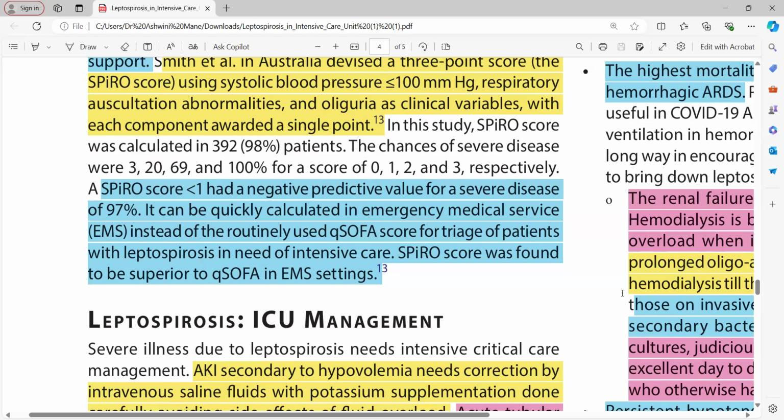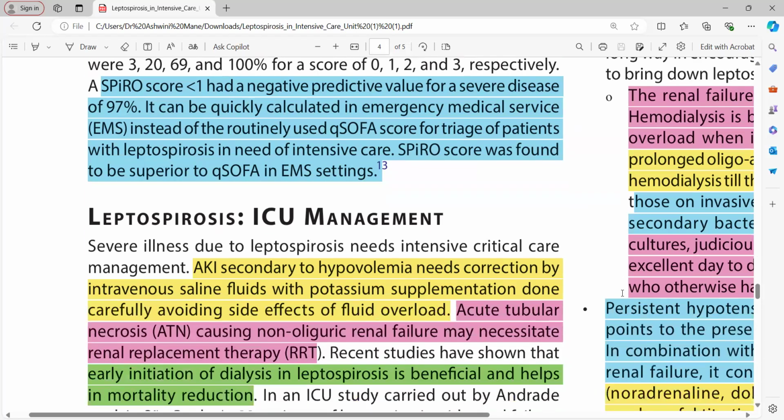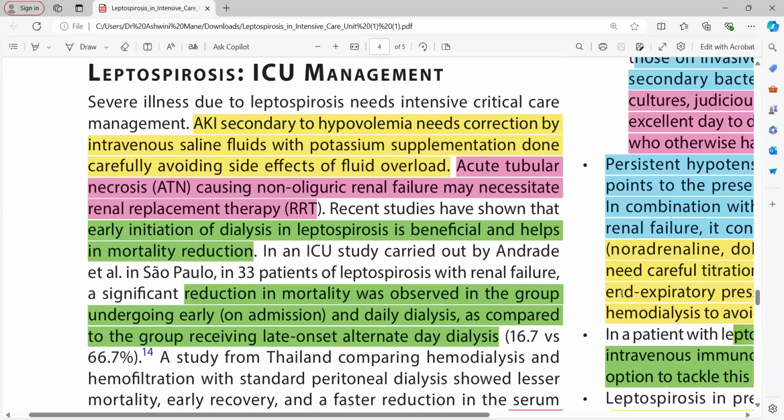Now regarding leptospirosis ICU management. Severe illness due to leptospirosis needs intensive care unit management. AKI secondary to hypovolemia needs correction by intravenous saline fluid with potassium supplementation done carefully, avoiding side effects of fluid overdose. Acute tubular necrosis causing non-oliguric renal failure may necessitate renal replacement therapy.